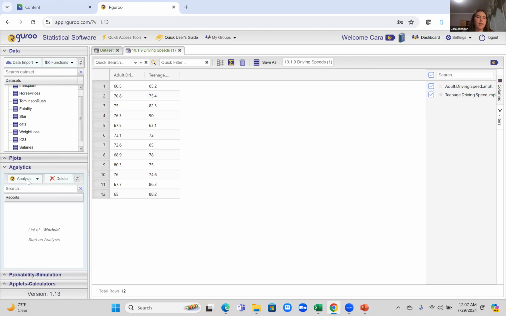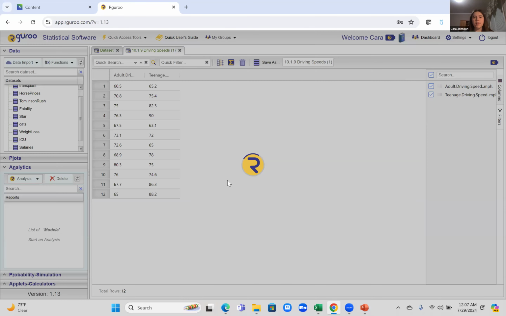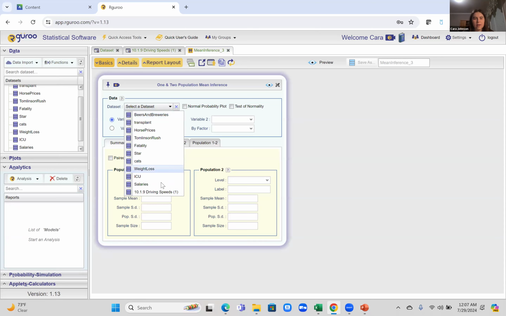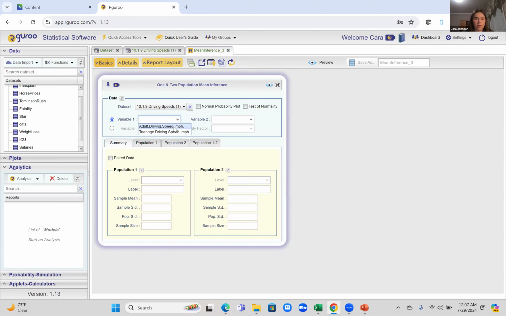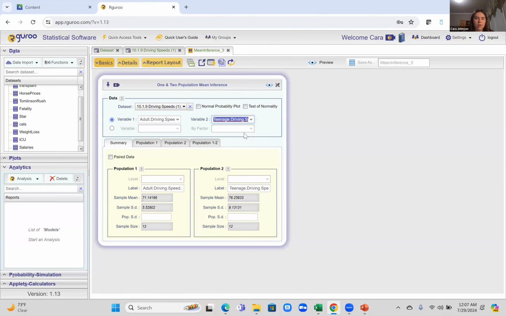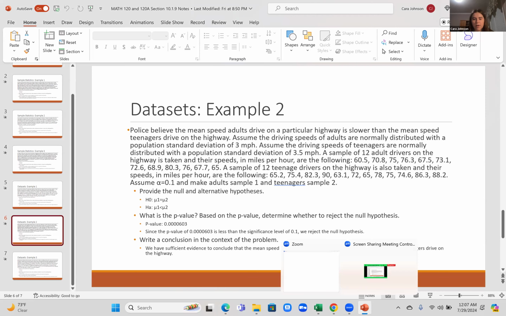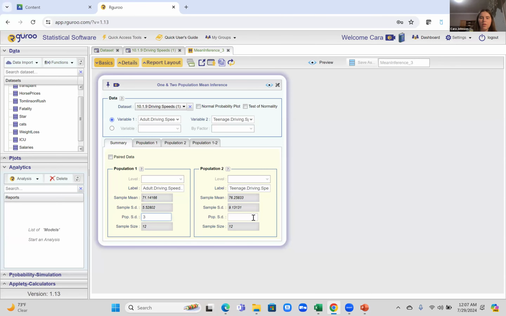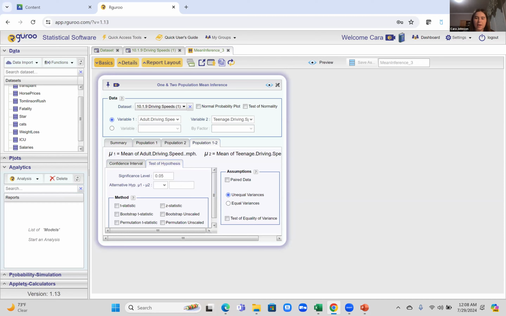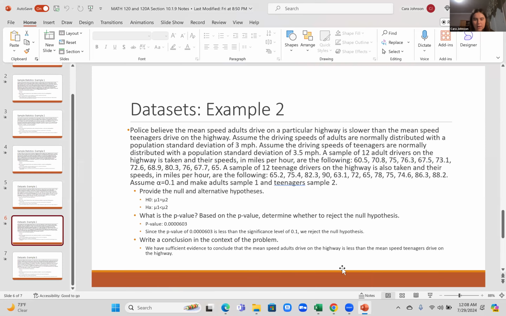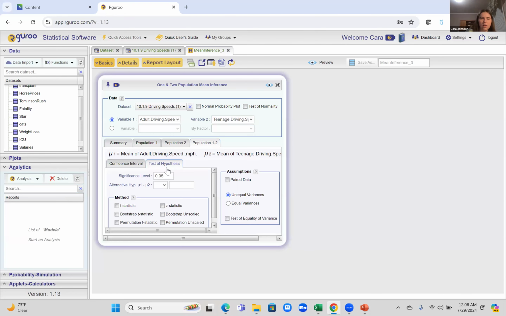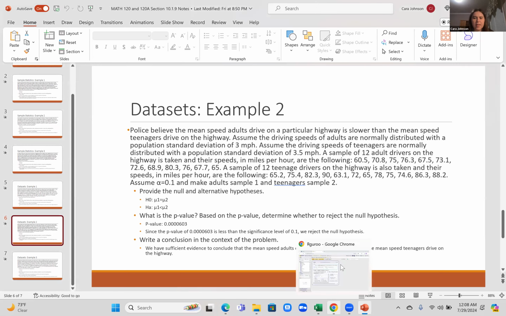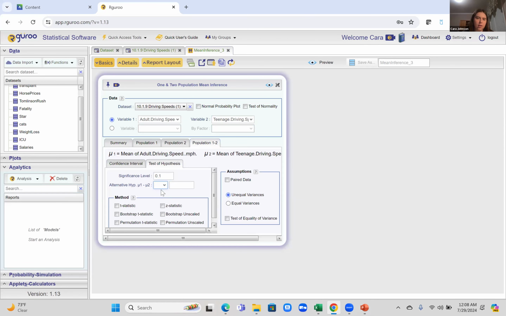All right. And then analysis, mean inference, 1 and 2 population. Select my data set. Select my 2 variables, which is adults and teenagers. And then population standard deviations, 3 and 3.5. Then population 1 minus 2, test of hypothesis. My significance level is 0.1. And then I have less than, and then you always put 0 in the box.